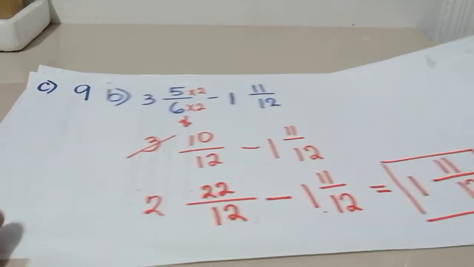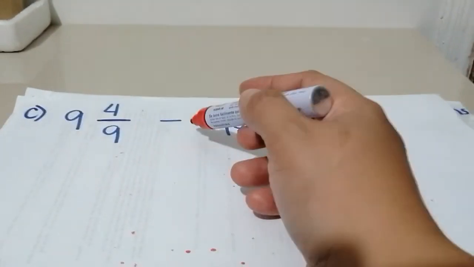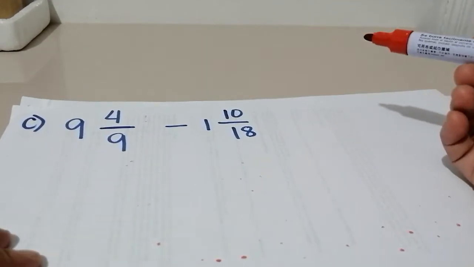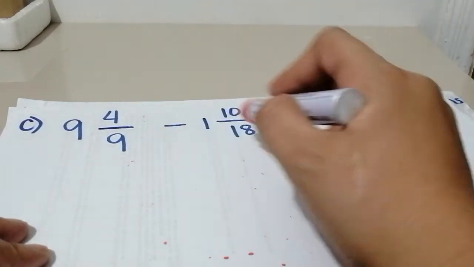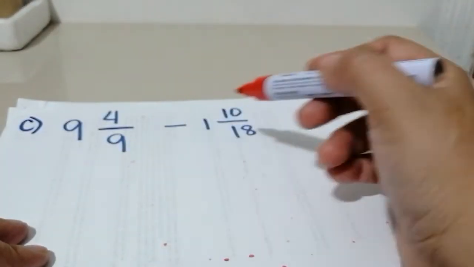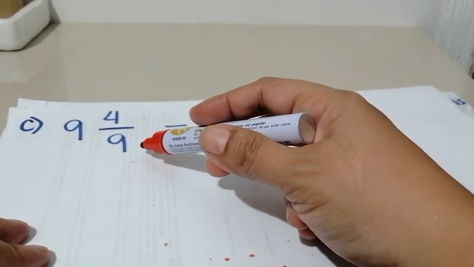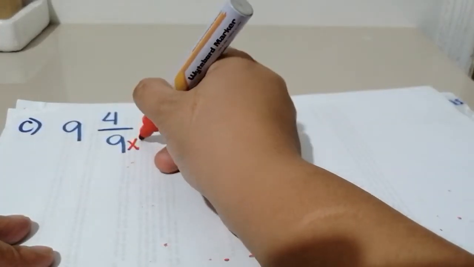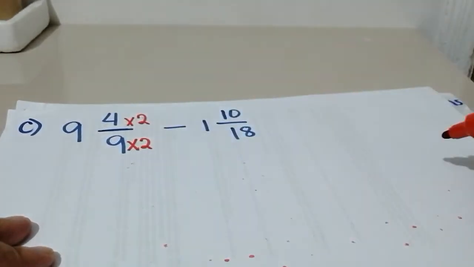Okay, next. What if we have this kind of fraction? 9 and 4 ninths minus 1 and 10 over 18. So, as you can see that fractions are not the same and 9 here can become 18 here because 18 is a multiple of 9. So what are we going to multiply to 9 to give us 18? And again, it will be 2. So times 2 here and then times 2 here.